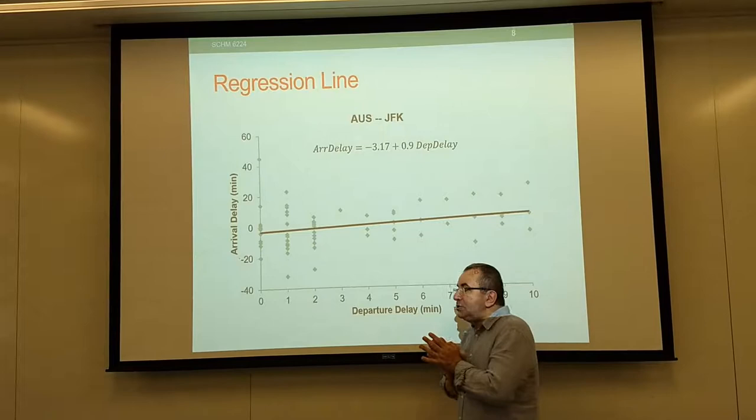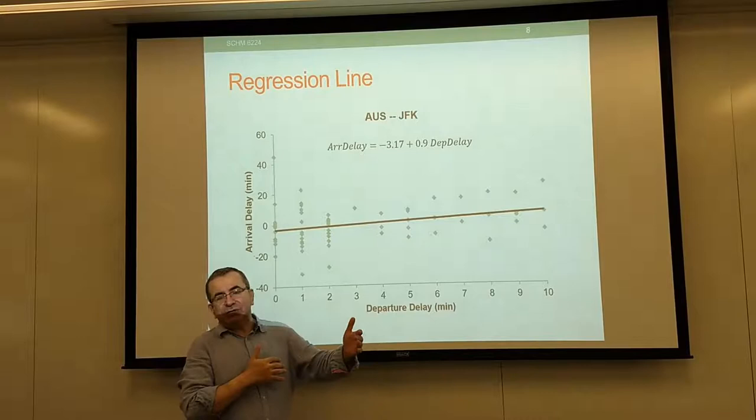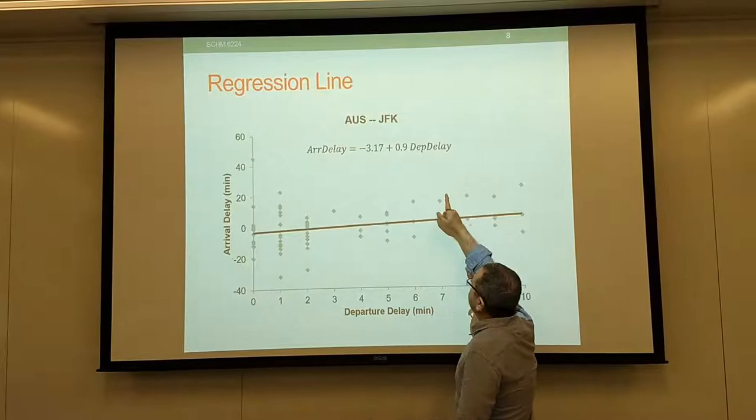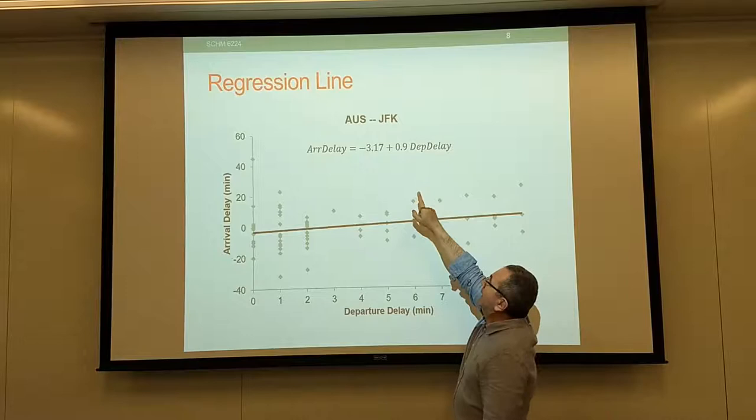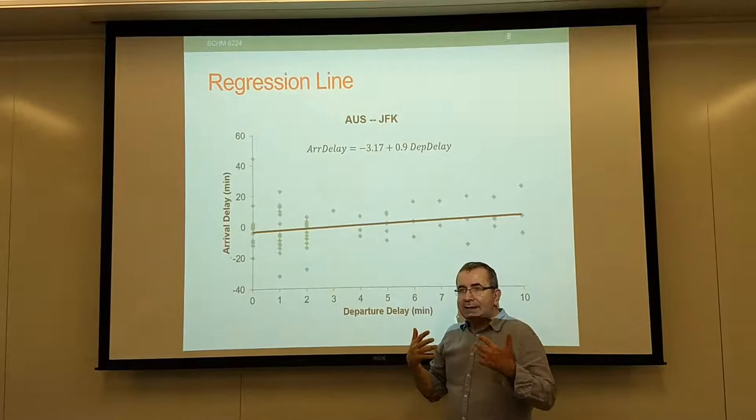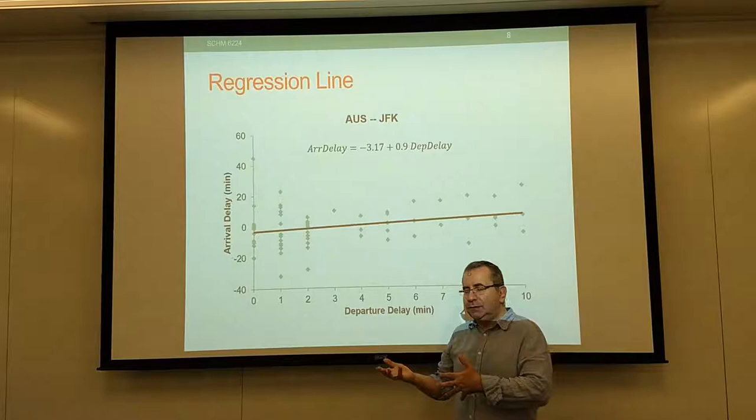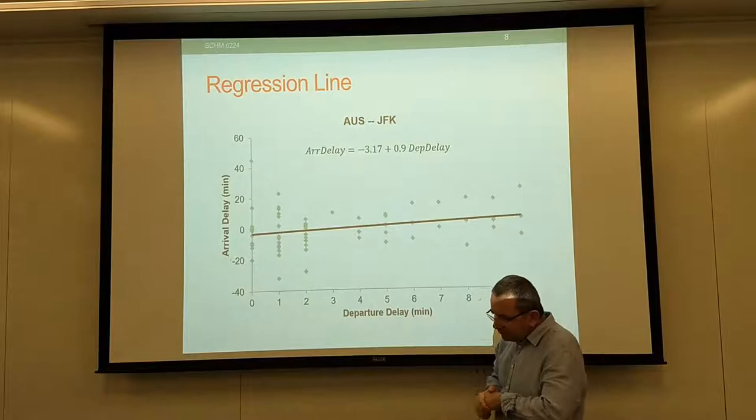So what happens if a flight departs with 10 minutes of delay? Then we're going to substitute 10 times 0.9 minus 3.17, and that will be the expected arrival delay on average. Okay, so this is how the regression equation works.